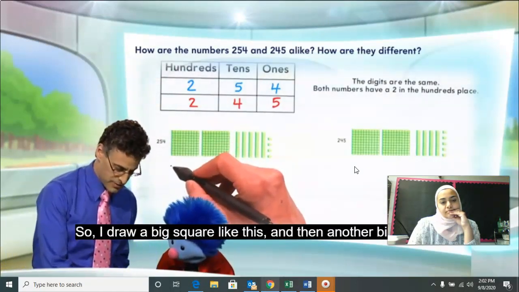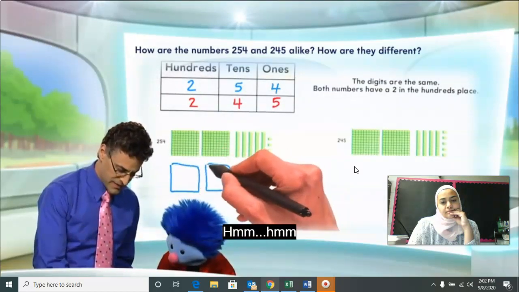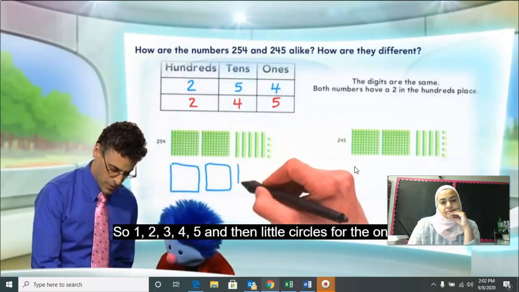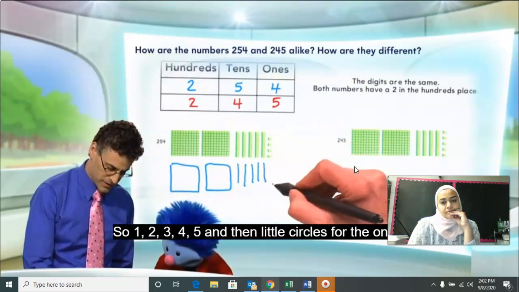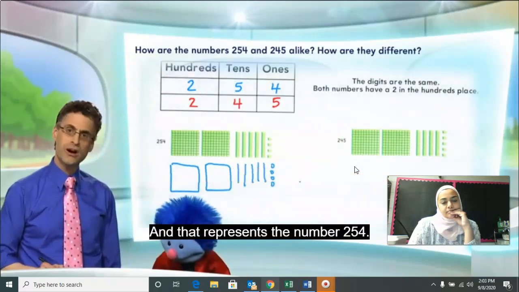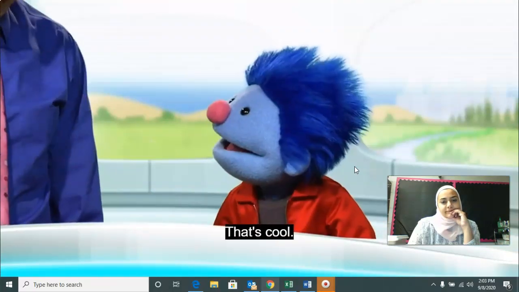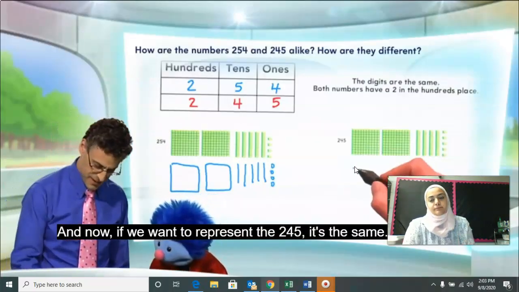So I draw a big square like this, and then another big square, and then just draw lines for the longs. So 1, 2, 3, 4, 5, and then little circles for the ones. 1, 2, 3, 4. And that represents the number 254. That's cool. And now if we want to represent 245, it's the same idea.